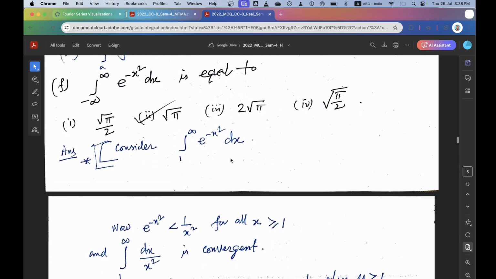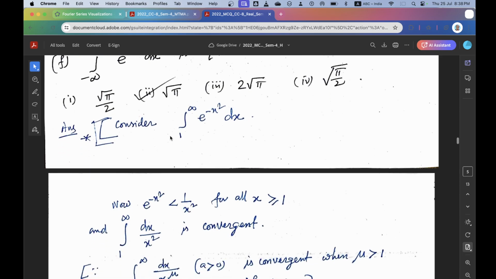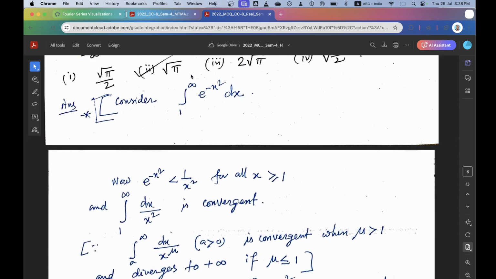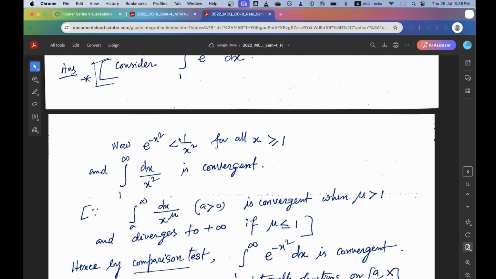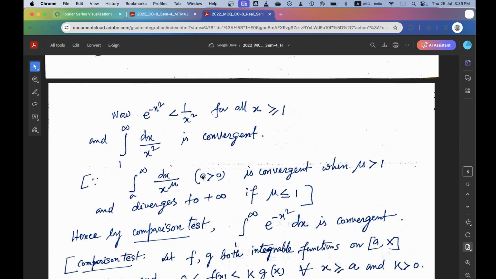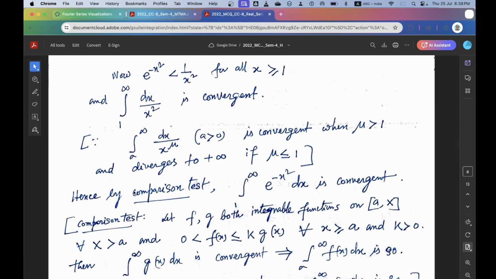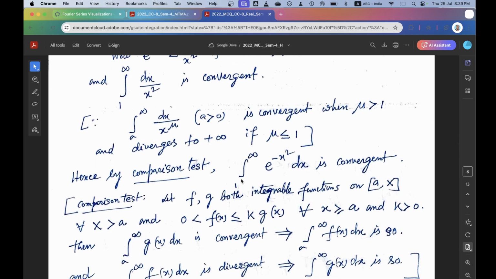This is the first check: whether this improper integral converges or not. The integral from 1 to infinity of e to the power minus x square dx, and e to the power minus x square is less than 1 by x square for all x greater than or equal to 1. The integral from 1 to infinity of dx by x square is convergent, because by the mu test it converges when mu is greater than 1 and diverges for mu less than or equal to 1. Hence, by the comparison test, the integral from 1 to infinity of e to the power minus x square dx is convergent.